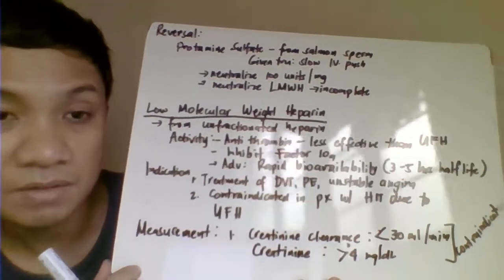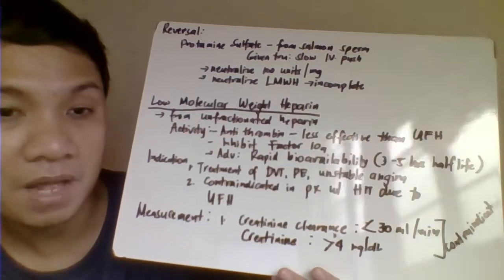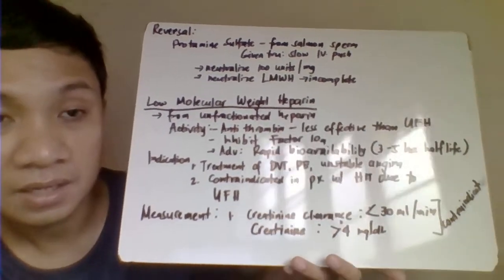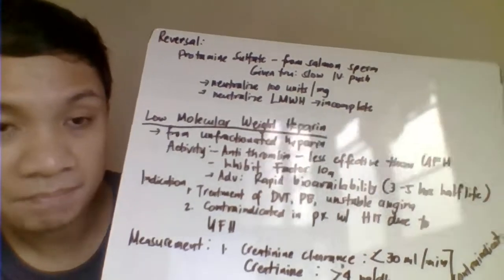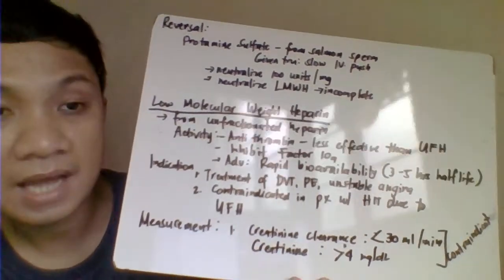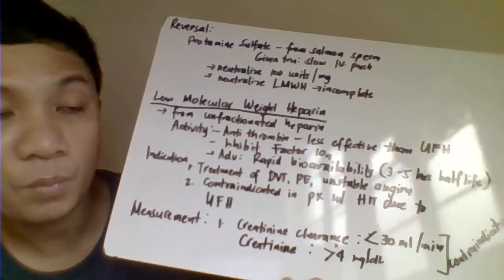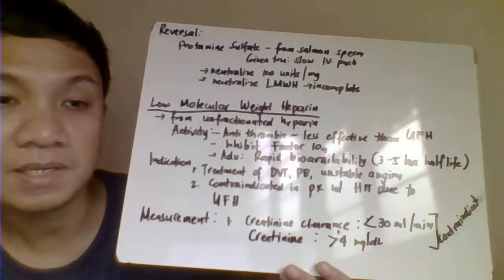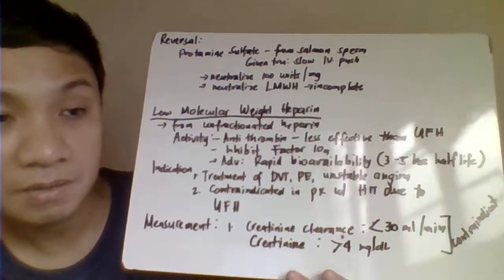Okay, then before you give low molecular weight heparin to the patient, first check the kidney function of the patient. So we have creatinine clearance less than 30 ml per minute or creatinine level more than 4 mg per dl. That would signify that our patient has a kidney problem. You should not give low molecular weight heparin to this patient because they already have a kidney problem, and this will further damage the kidney of the patient.